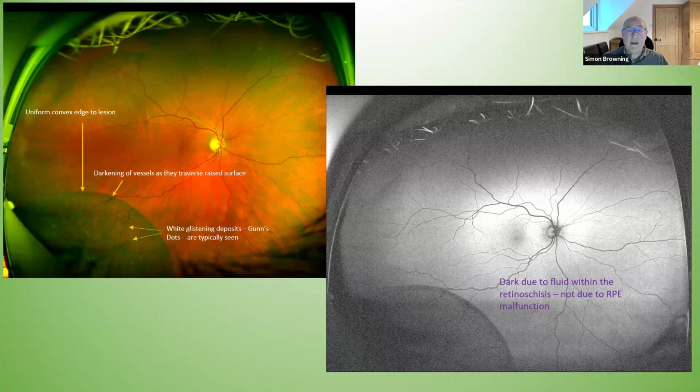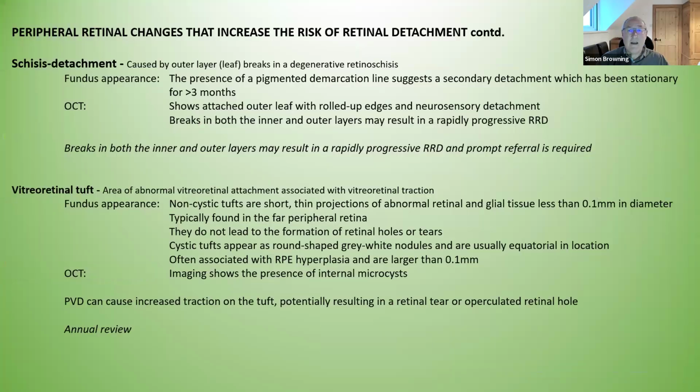So again, these were ones that could increase the risk of retinal detachment here, and with schisis detachment is where you've got the holes in that, so you need to look for those. Vitreoretinal tufts we've dealt with in previous lectures as well.